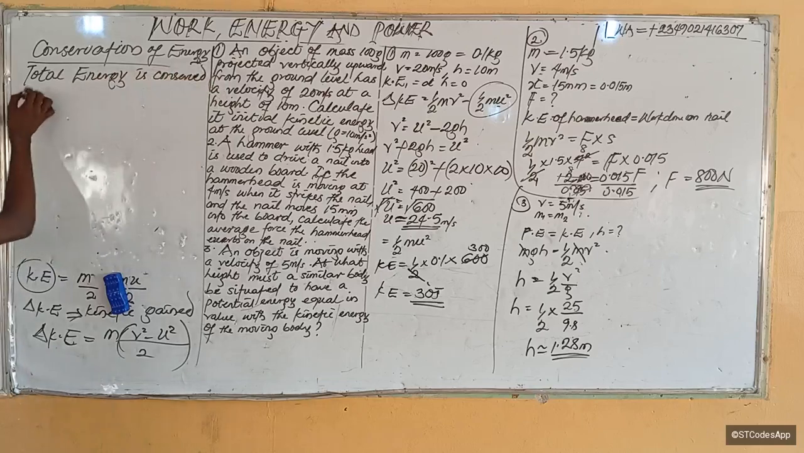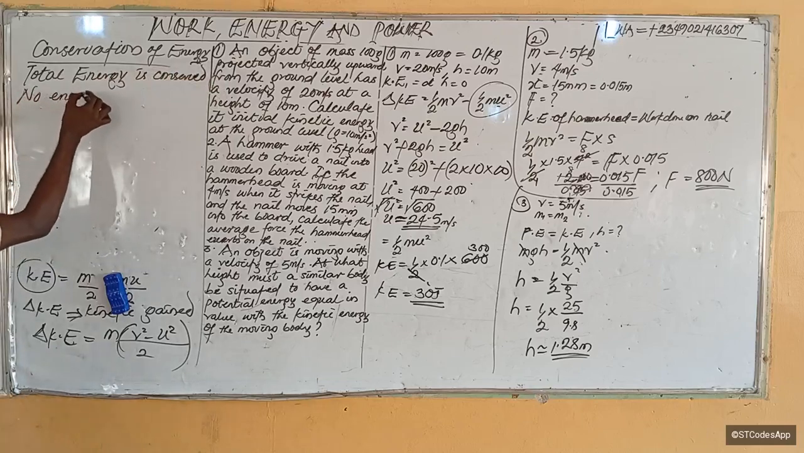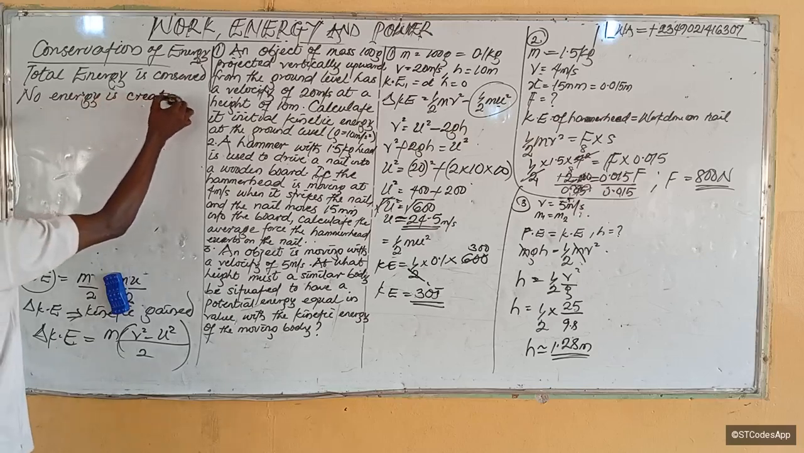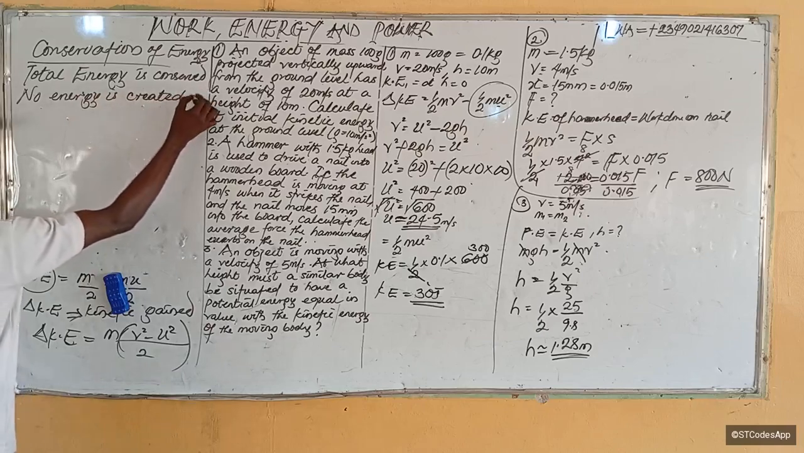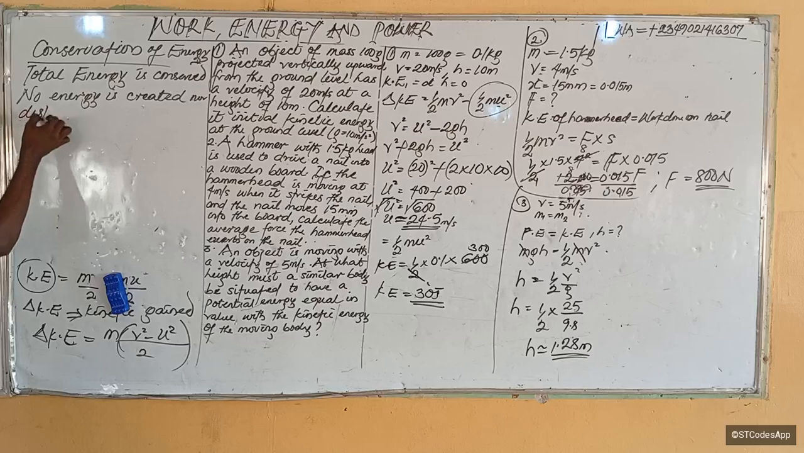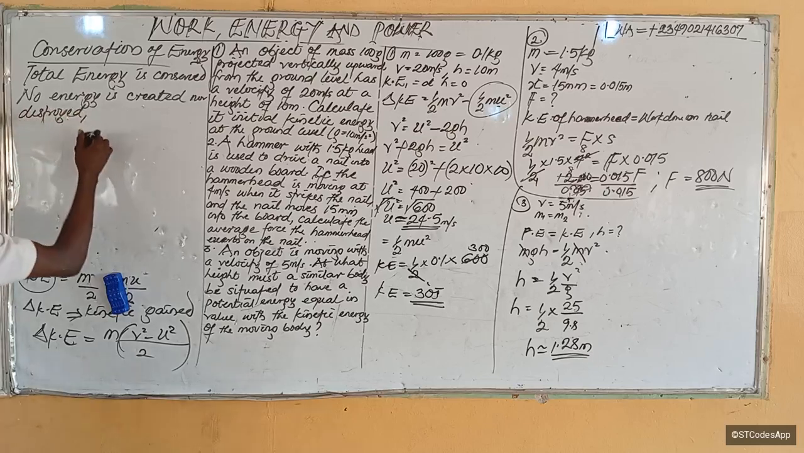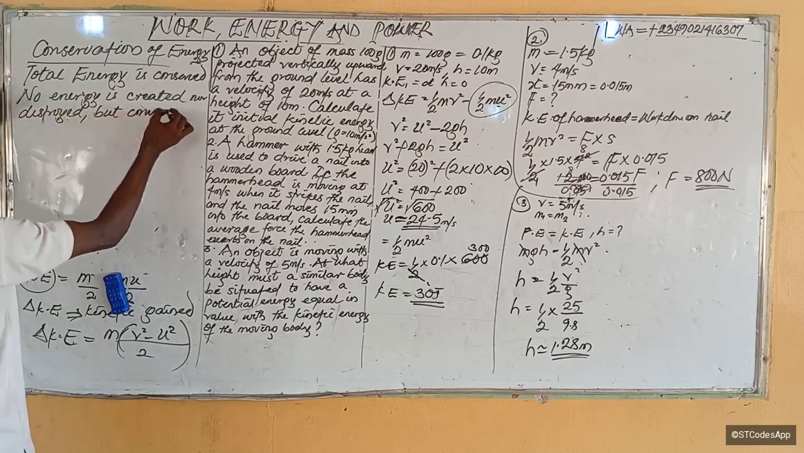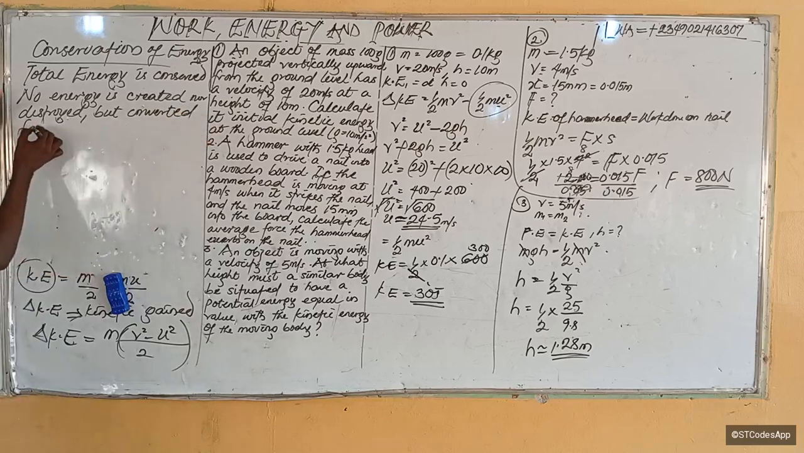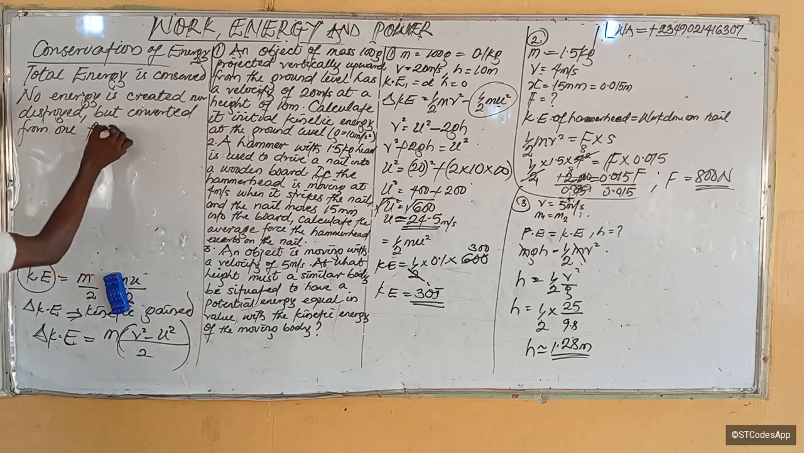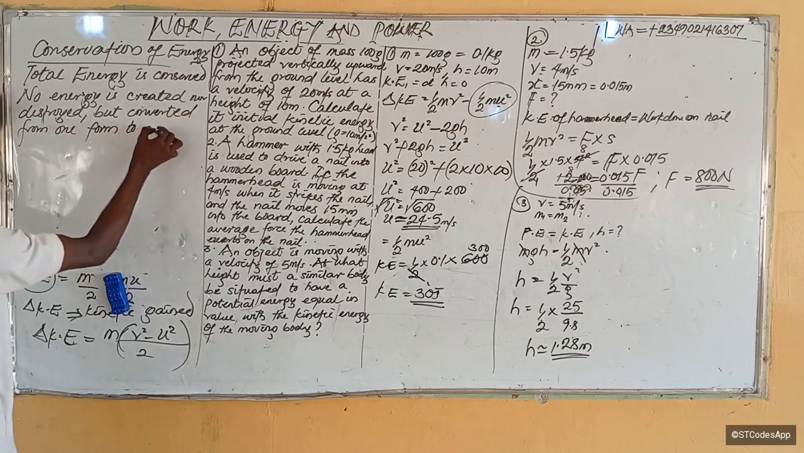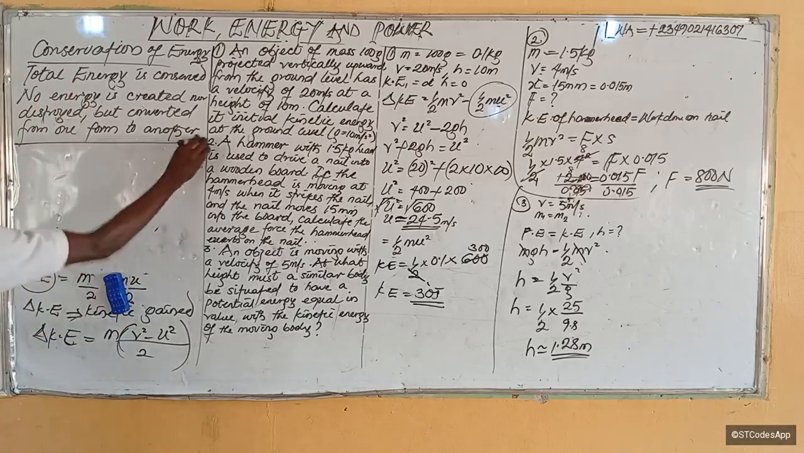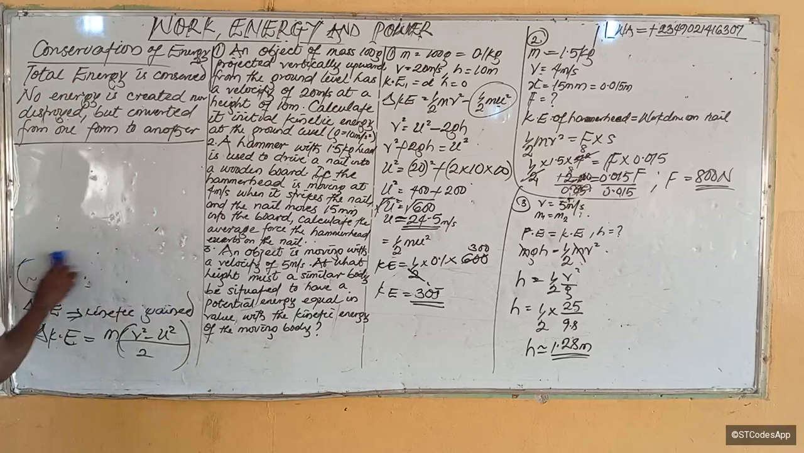No energy is created and no energy is destroyed. It has only been converted, from one form to another. So that is what the principle of total conservation of energy is about. So what that means is this.